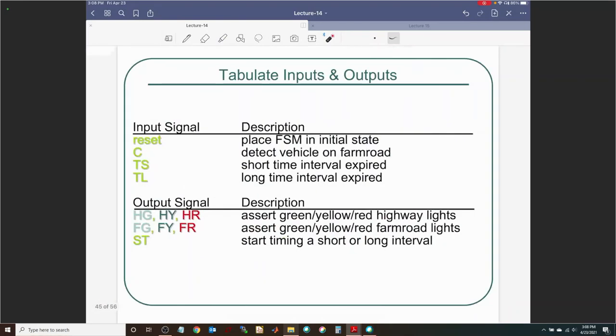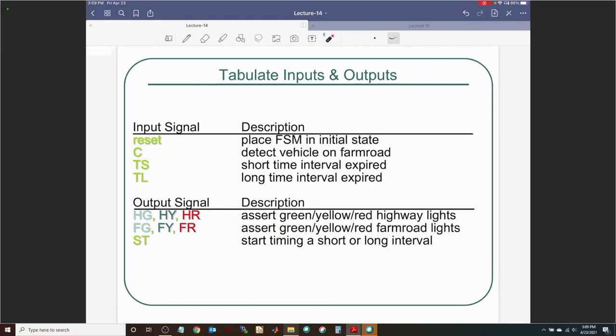Next, we are going to tabulate all our inputs and outputs. We have a reset that is essentially going to place the finite state machine in the initial state as usual. We have an input signal called C that is going to be used to detect whether a vehicle is waiting on the farm road or not. Then we have a short time interval expired signal, TS, which means that in response to the start timer signal, when does the short pulse expire? That is going to be our TS signal. That's an input signal because we are going to respond to that with our lights changing. TL is the long time expired. So this is another timer that is essentially controlling the green lights. That is a long time interval. Both TS and TL are responding to the start timer.